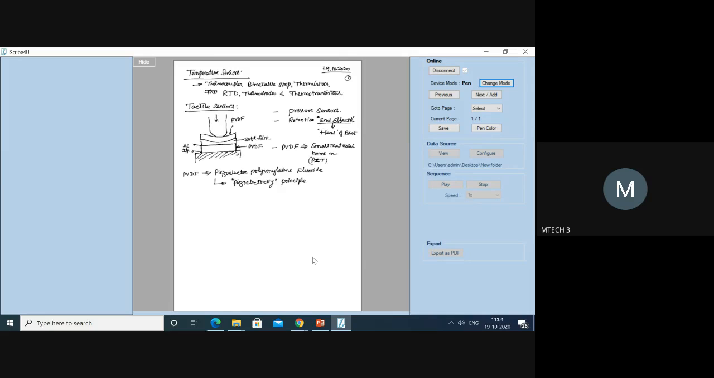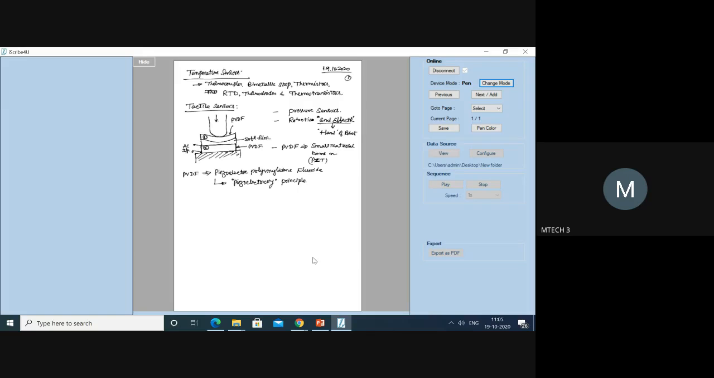Now we'll come back to the tactile sensor. In the tactile sensor, we have two different layers of PVDF. Please observe. This is one layer of PVDF, and another layer of PVDF is present. The two layers of PVDF are separated by a soft film. This soft film is going to transmit the vibration.